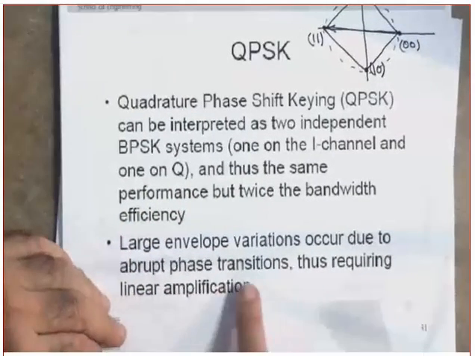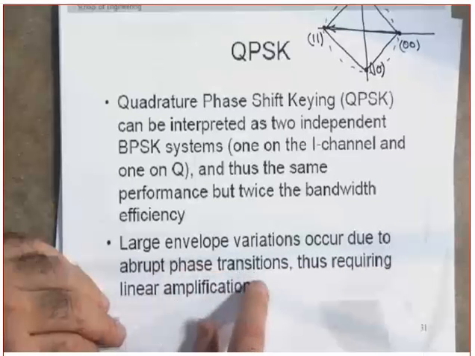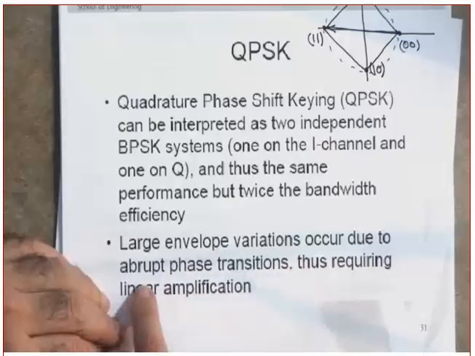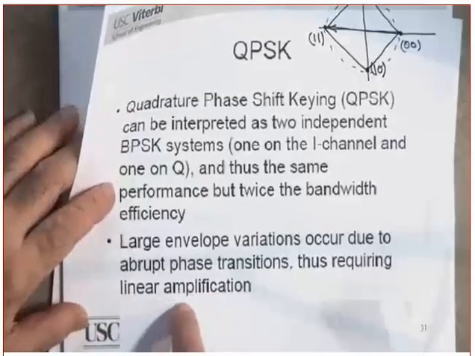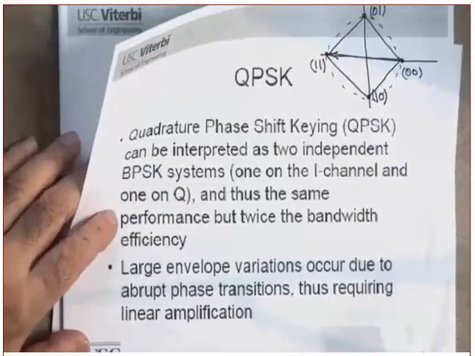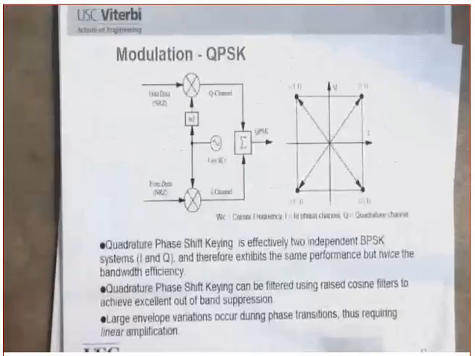We have large envelope variation due to the abrupt phase transition, thus requiring linear amplification. When we get to the power amplifier, you will see that we require linear amplification, and if the amplifier exhibits non-linearity, we need to back off from the maximum value.